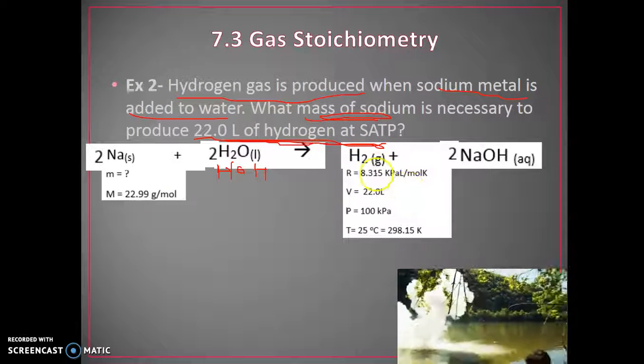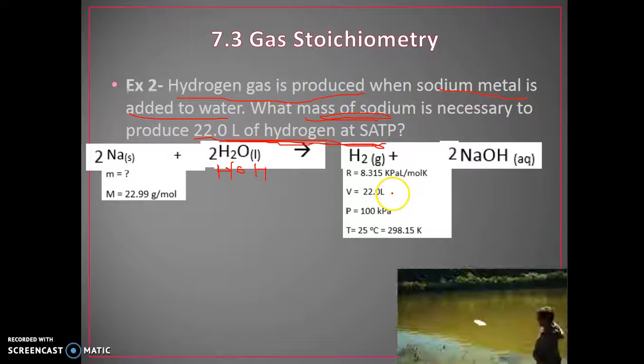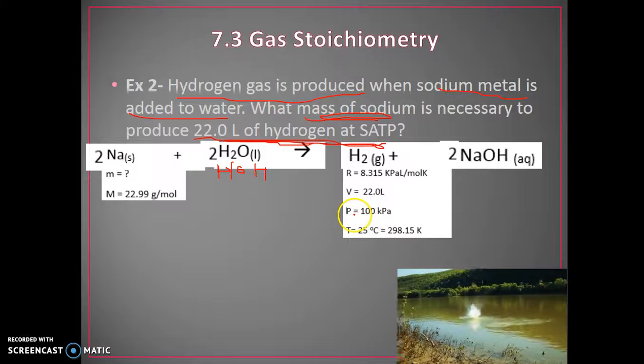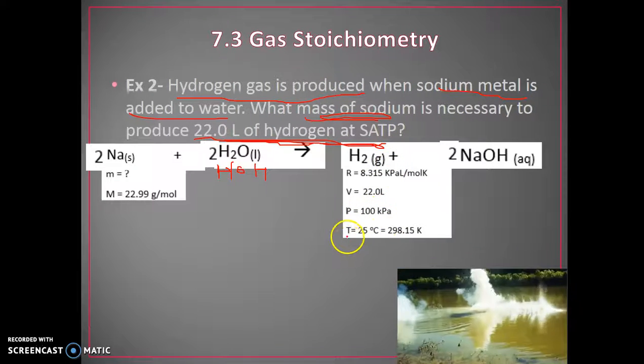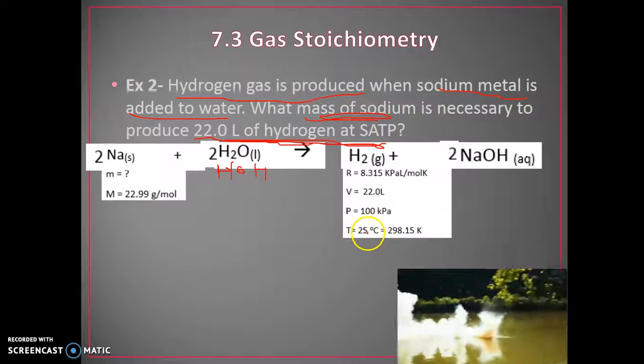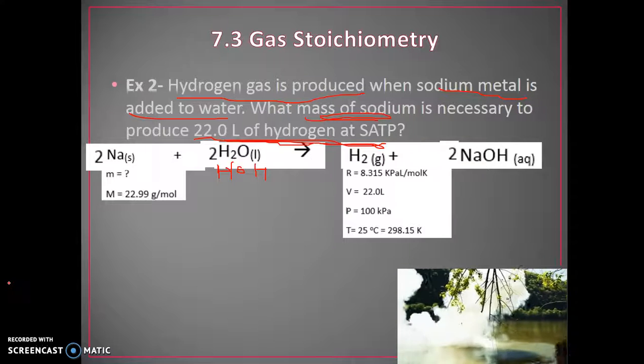I know R is 8.314. The volume we're producing is 22 liters. Pressure is in kilopascals at 100 at SATP, as well as the temperature is 25 degrees Celsius, which is 298.15 Kelvin. We have to have it in Kelvin.